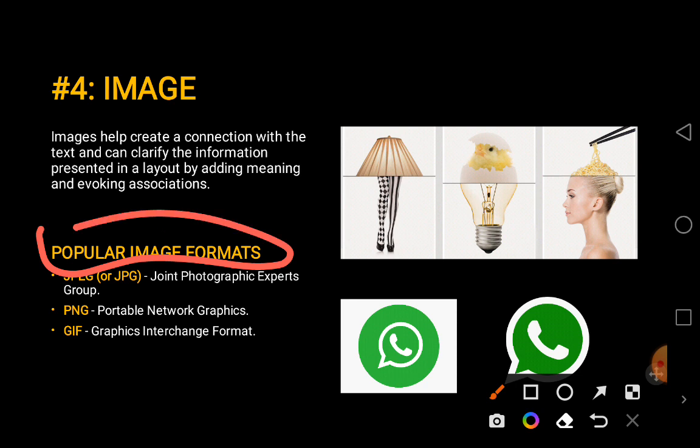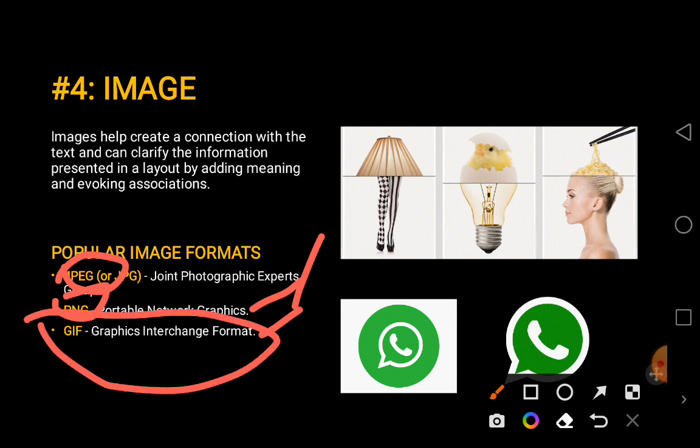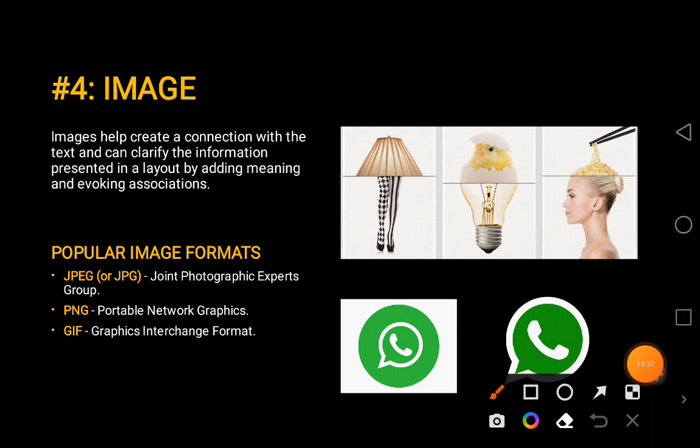So we have these three popular picture image formats. We have JPEG, we have PNG, and we have GIF. JPEG and PNG are used for all these normal design, but GIF is only used for motion design because it moves, it changes, so it's like animation. But the difference between JPEG and PNG is that JPEG has background, while PNG doesn't. So this is JPEG and this is PNG.